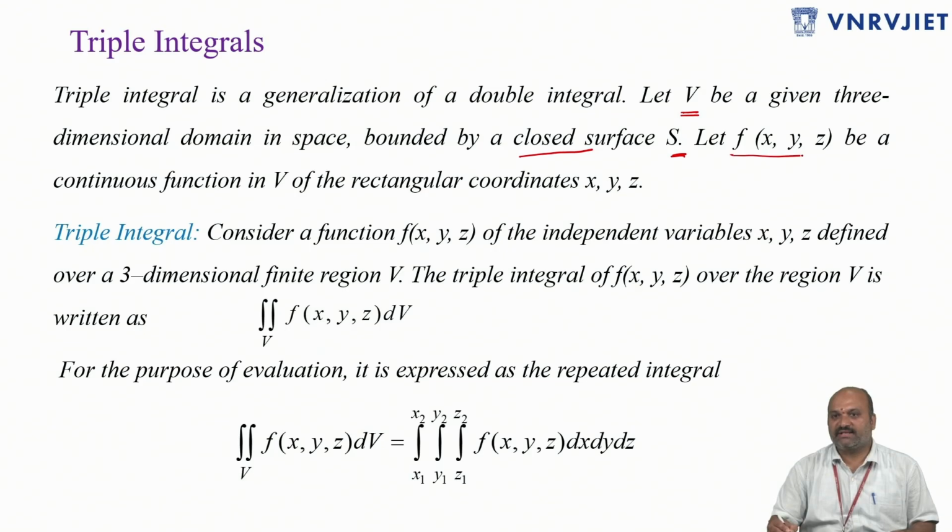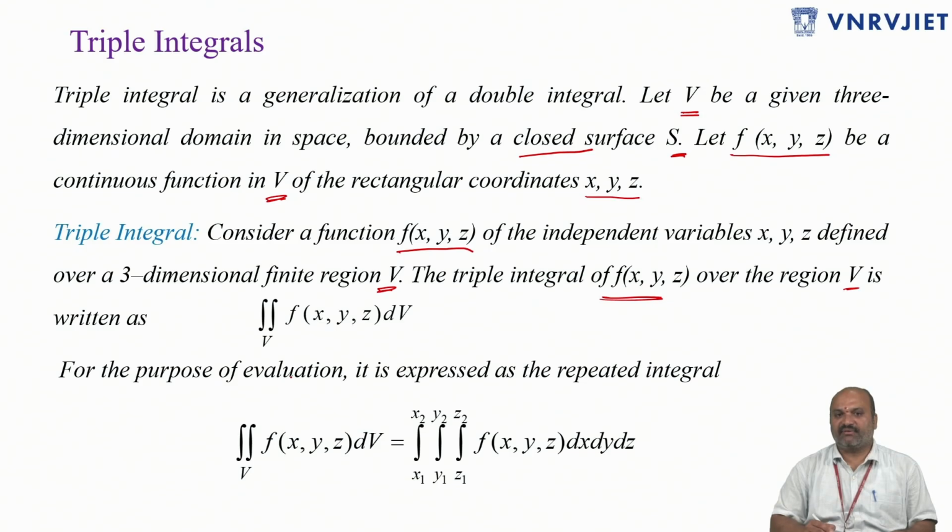Let f of x, y, z be a continuous function which is defined over the volume V of rectangular coordinates x, y, and z. Suppose this function f of x, y, z is defined over the volume V in three-dimensional space. The triple integral of the function f of x, y, z over this region V is written as the integral over V of f of x, y, z dV.